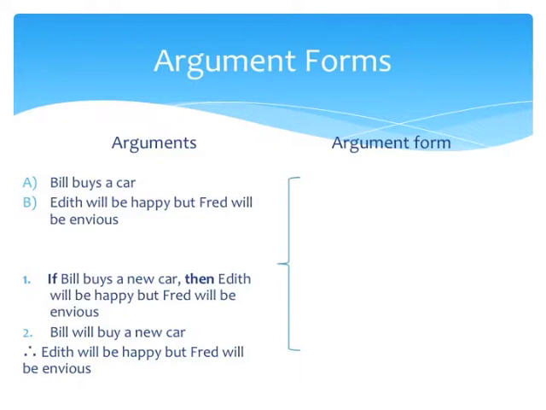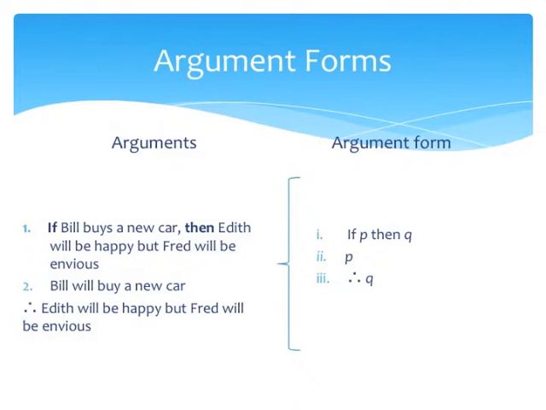And so the component sentences are basically two. One is Bill buys a car, and the other one is Edith will be happy, but Fred will be envious. And then we assign them A and B here. Notice that while A is atomic, B is compound, right? So we could still break it apart further by assigning a letter to each of its constituents, namely Edith will be happy, and Fred will be envious. But for our purposes, this level of detail is enough.